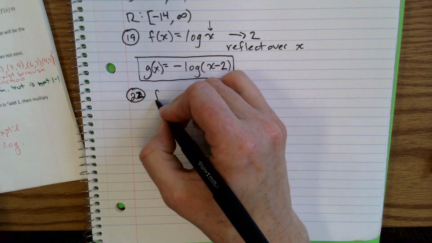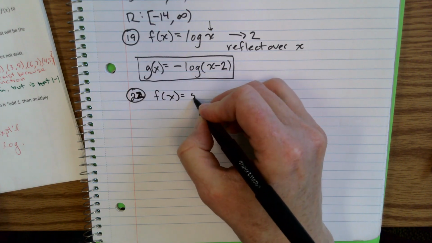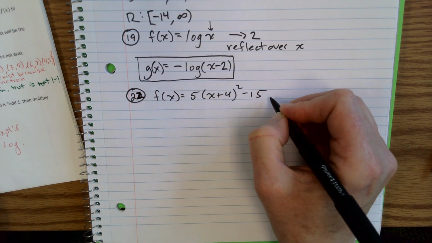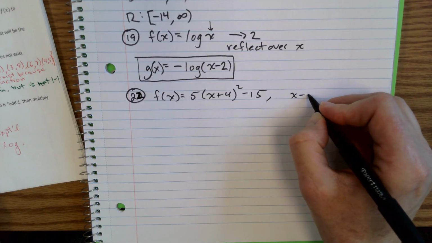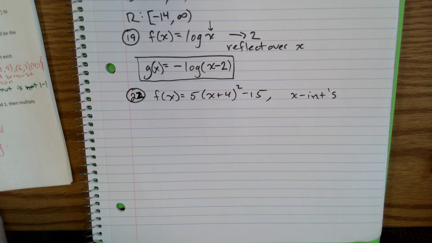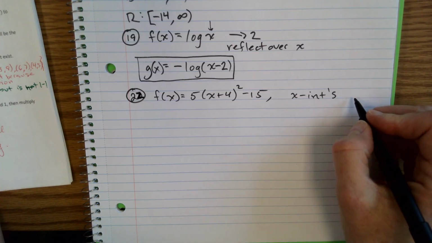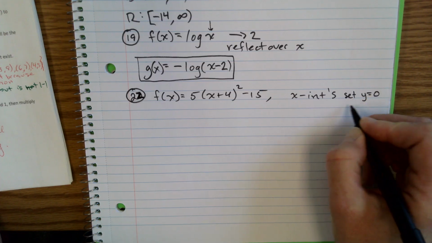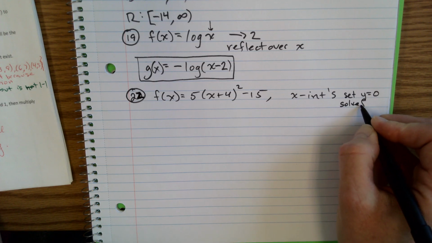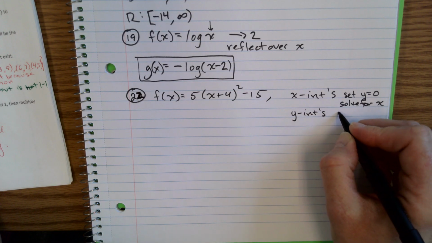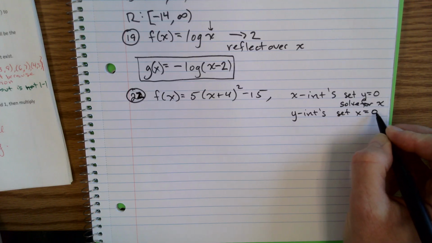So given f of x equals 5 times (x plus 4) squared minus 15. The question says find the x-intercepts. For both of these types of problems, to find x-intercepts or zeros, you want to set the equation equal to 0. For x-intercepts, you set y equal to 0 and solve for x. For y-intercepts, you set x equal to 0 and solve for y.